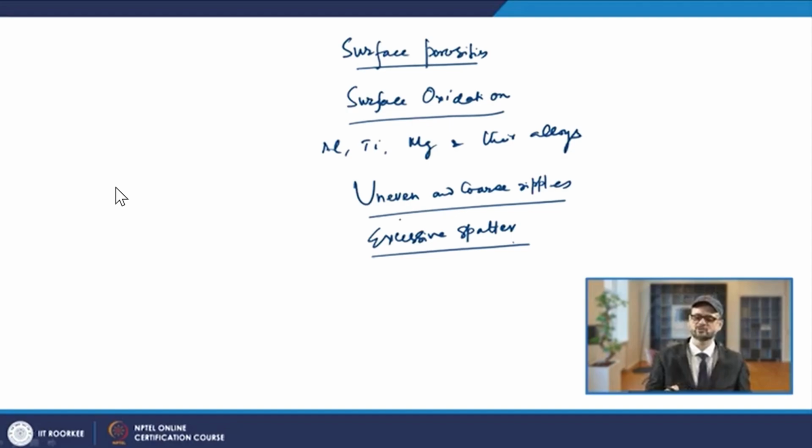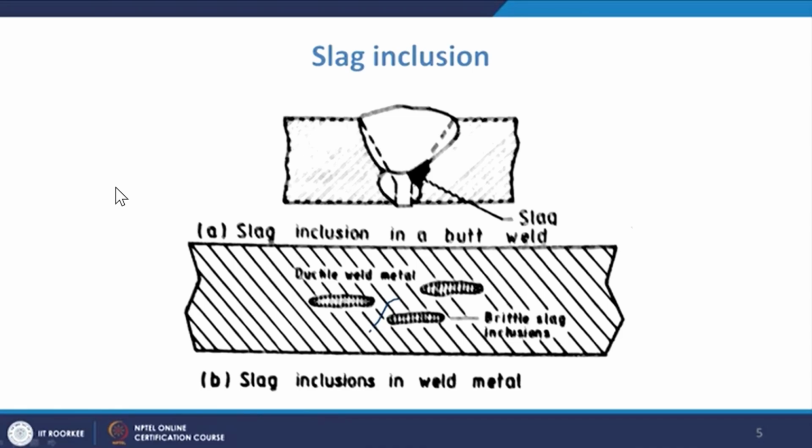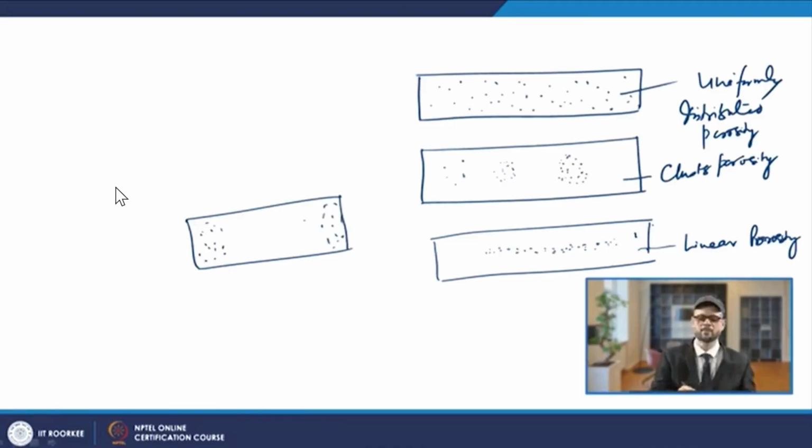Other defects are surface porosity and surface oxidation. Surface oxidation is mostly prominent in highly oxidizing metals like titanium, magnesium, aluminum, and other alloys. Uneven coarse rippling and excessive spattering are also defects. Another defect is slag inclusion. During SMAW, shielded metal arc welding, the slag we are using may be entrapped in the weld bead. This is due to faster welding speed or high current. In submerged arc welding also, slag inclusion may occur.